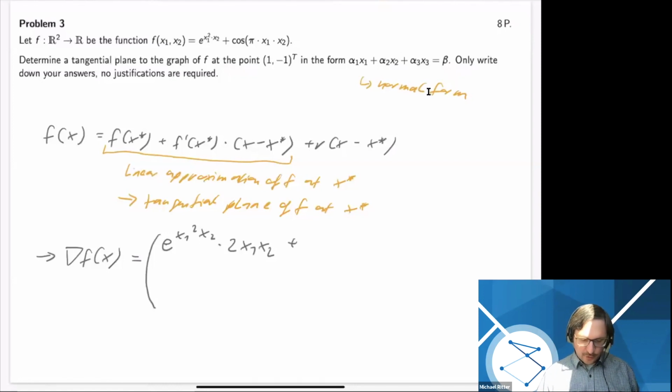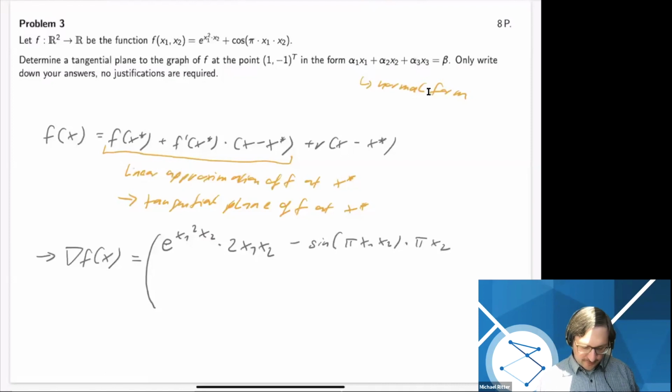Plus, we have that cosine term here. The derivative of the cosine is minus the sine. So we have minus sine of pi x1 x2. And again, we need to apply the chain rule here, and that gives us a factor of pi x2. So that's the partial differential with respect to x1.